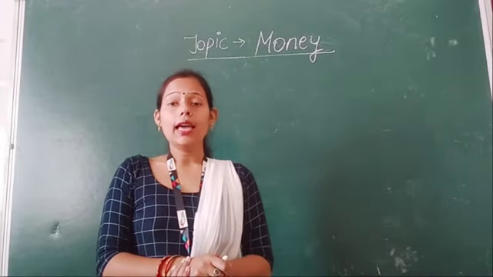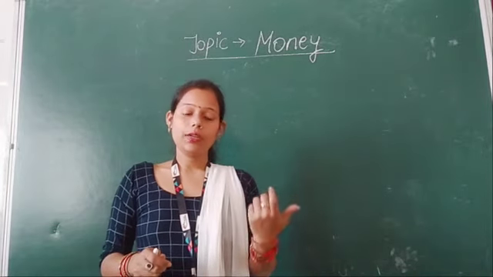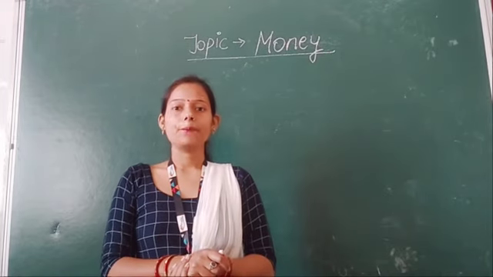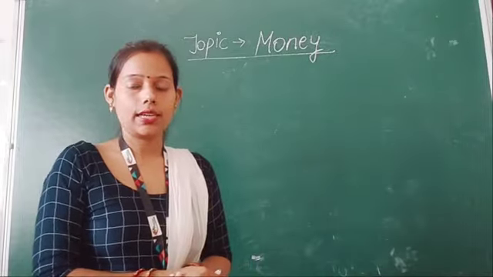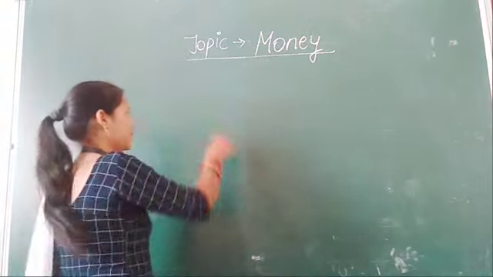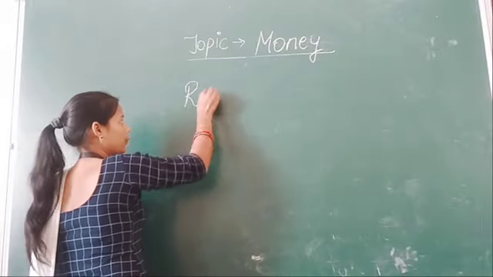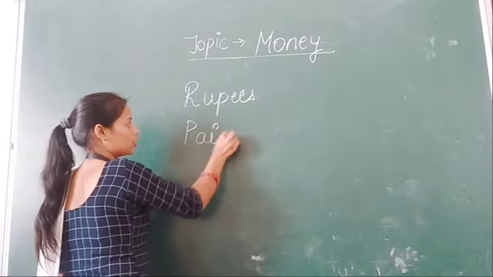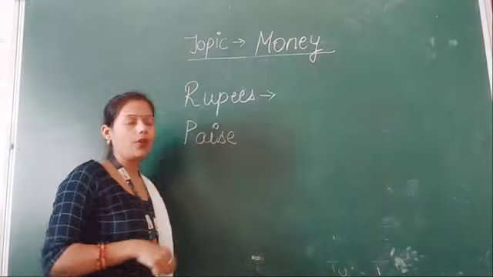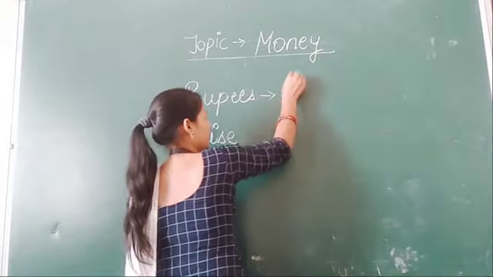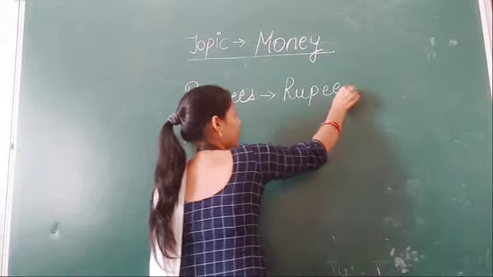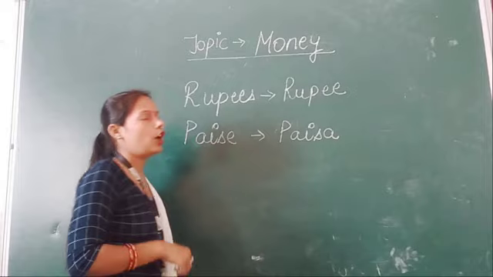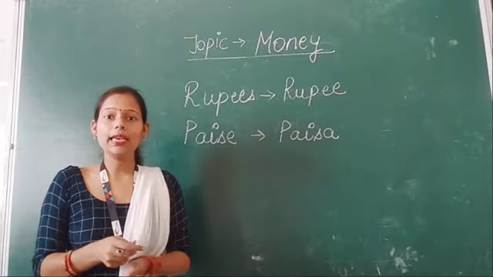So class, in every country, the money used in that particular country is called its currency. The currency of India is rupees and paise. What is the currency of India? Rupees and paise. So class, the singular form of rupees is rupee and of paise is paisa. So that is the singular form of rupees and paise: rupee and paisa.